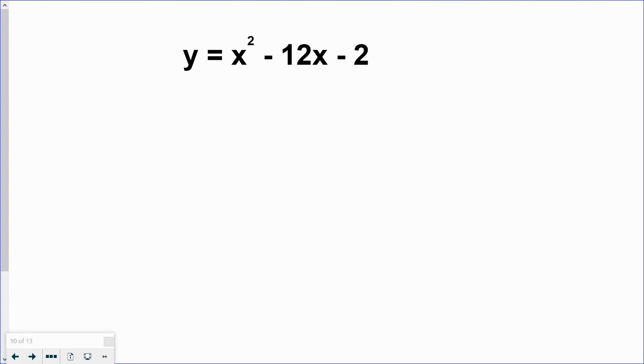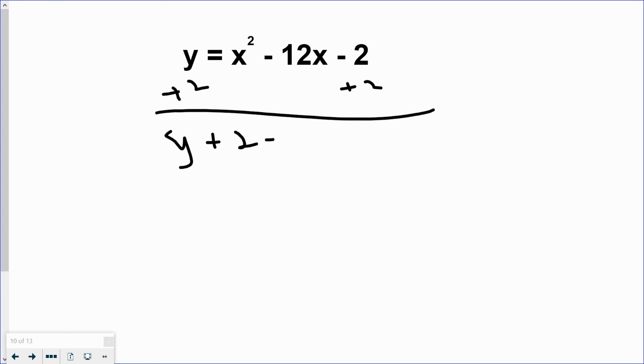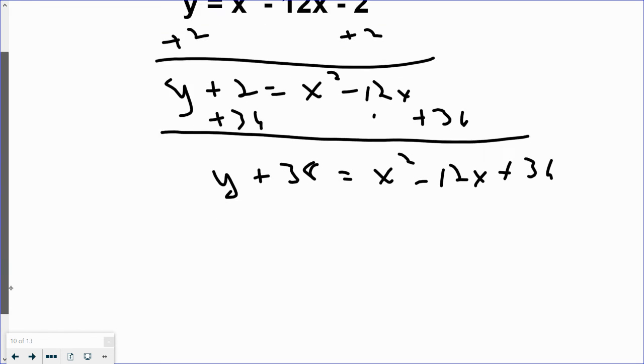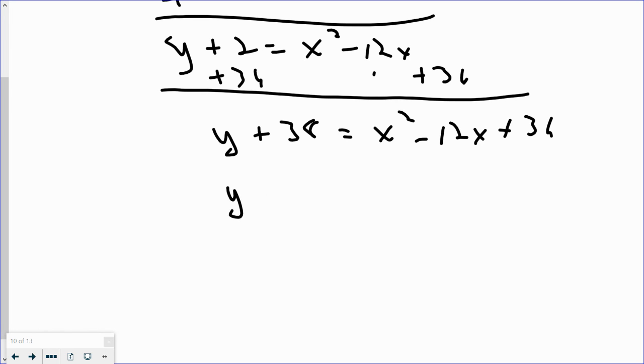I don't like that 2. Let's add that 2 to both sides. Now let's take half of this and square it. Half of that is -6, squared is 36, and we'll add that to both sides. Let's factor the right-hand side. And let's bring that 38 over.